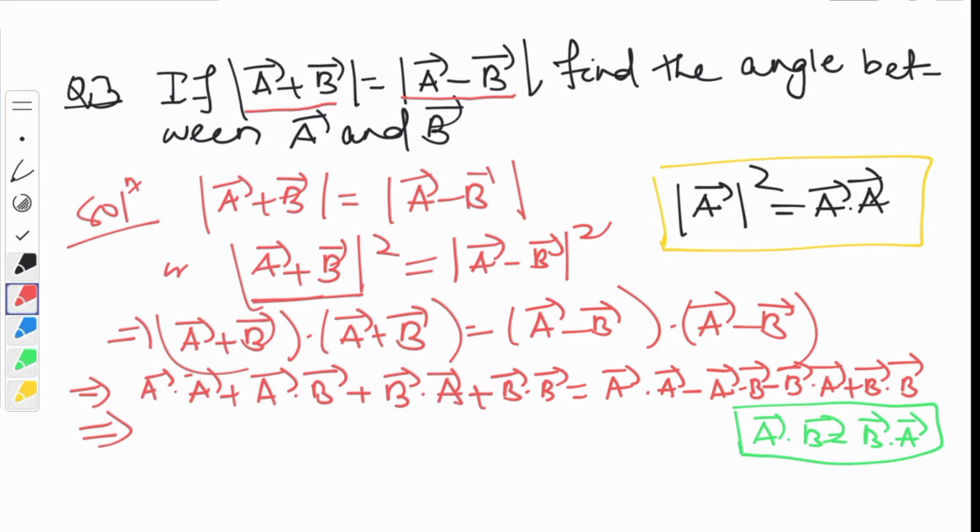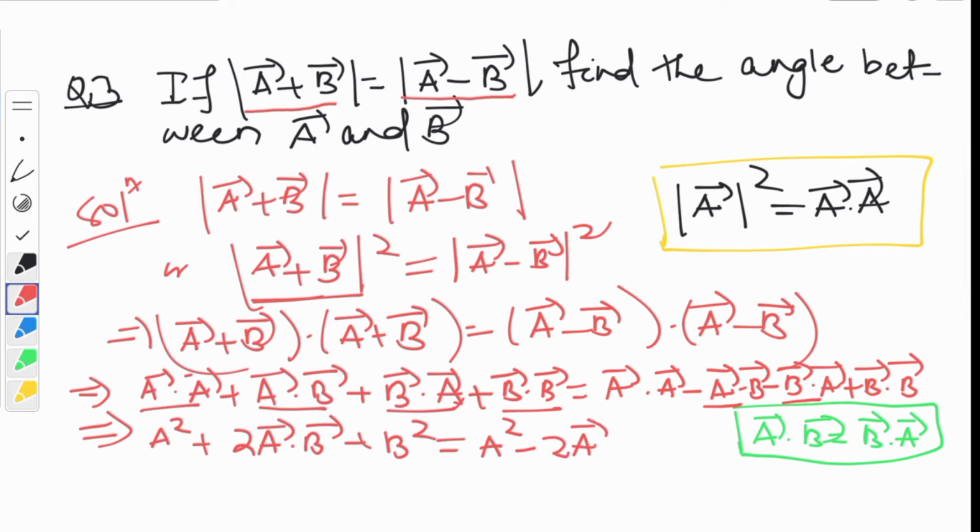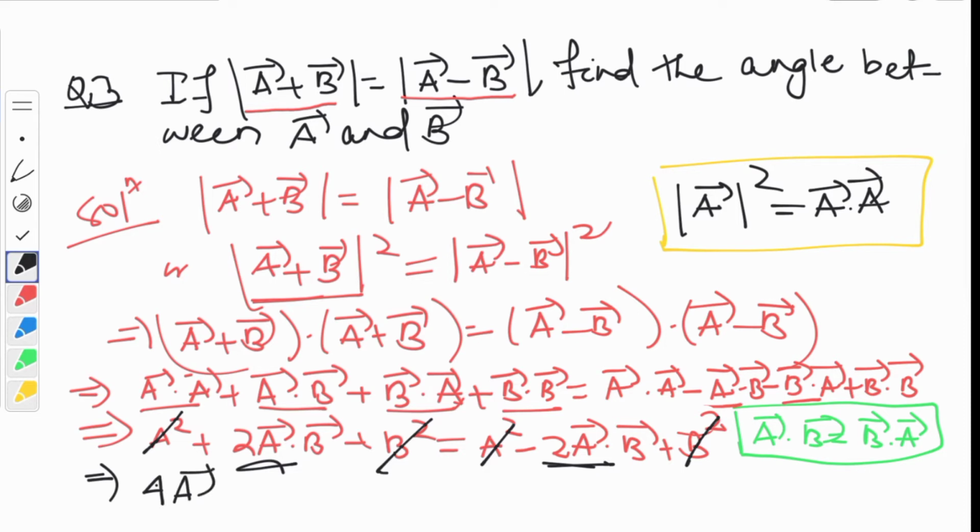So now how to do it? A dot A is A square. Now A dot B and B dot A are the same, so I can write twice A dot B. Here B dot B means B square. Next, similarly A square minus A dot B minus B dot A, that means minus 2 A dot B plus B square, children. Sorry, it is B square. Now A square gets cancelled, B square gets cancelled. So what can we write? Take this 2 A dot B to this side. We'll get 4 times A dot B is equal to 0.